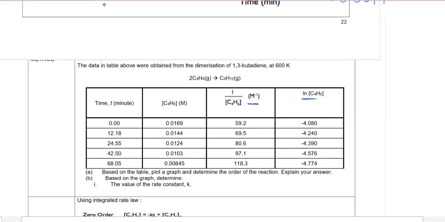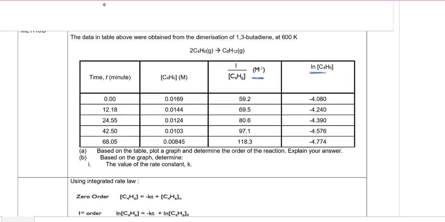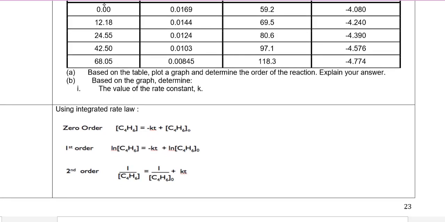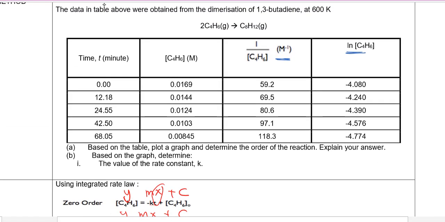Another method to determine order of reaction is using the integrated rate equation. Given the data here, you need to plot 3 different graphs according to the integrated rate law. For zero order, you plot concentration versus time. For first order, you plot ln concentration versus time. For second order, 1 over concentration versus time. So different order, different y-axis. When you take ln concentration, there is no unit. 1 over concentration, the unit will become molar negative 1.